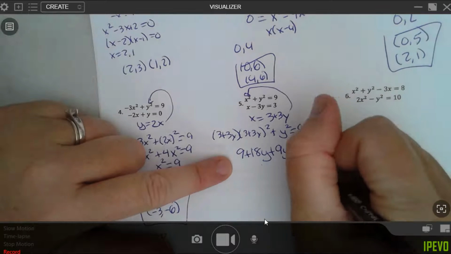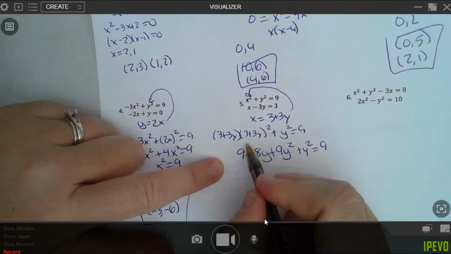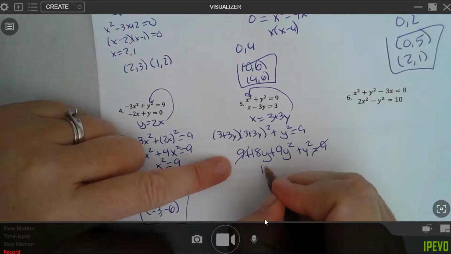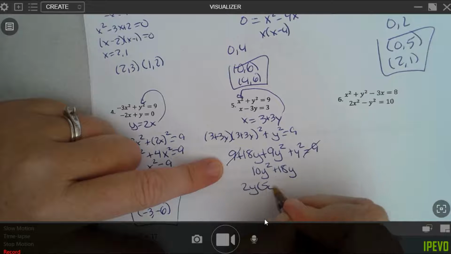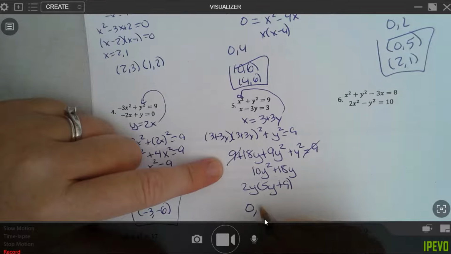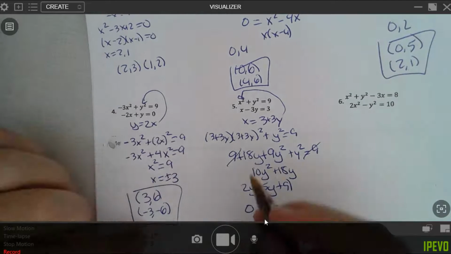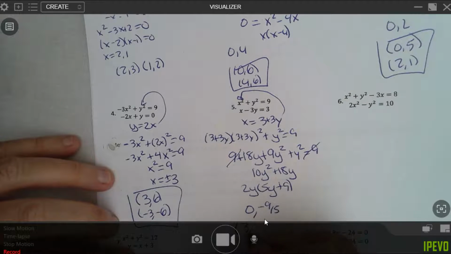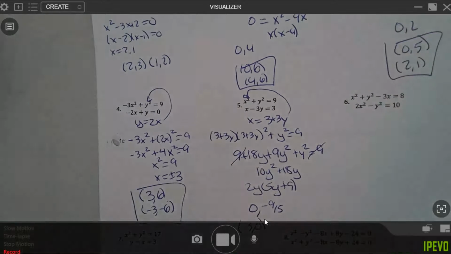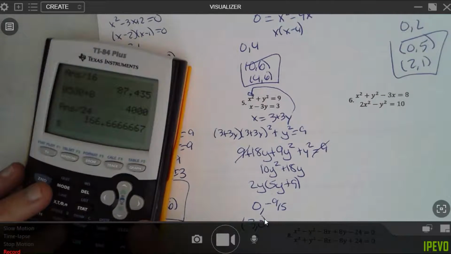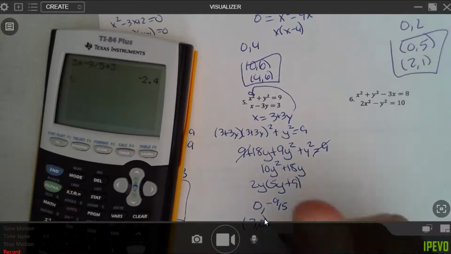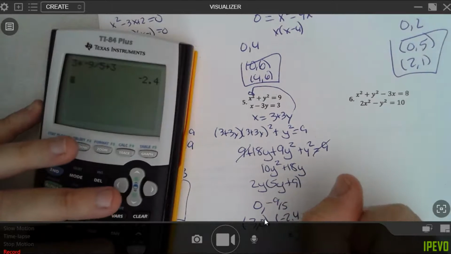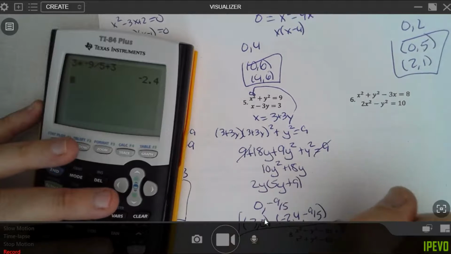I'm going to subtract that over, combine these two. So I can pull out a 2y. So I get 0 and negative 9/5. Plug that in. I plug in 0, I get out 3. Negative 9/5. I'm going to grab my calculator because I'm lazy. So 3 times negative 9/5 is negative 2.4. Those are the answers.